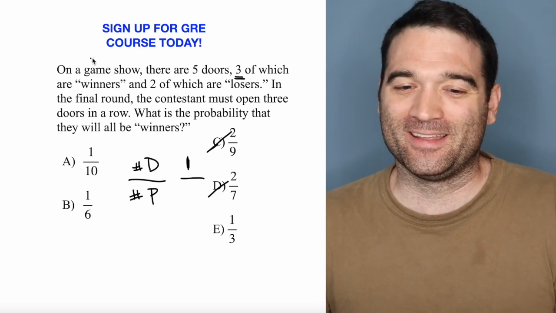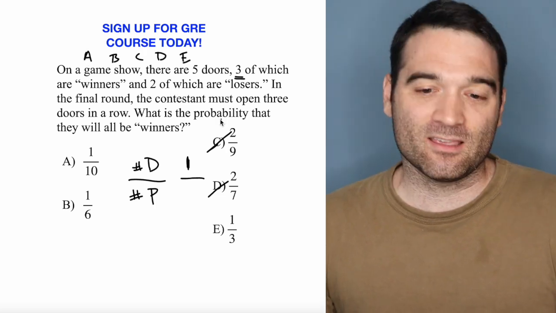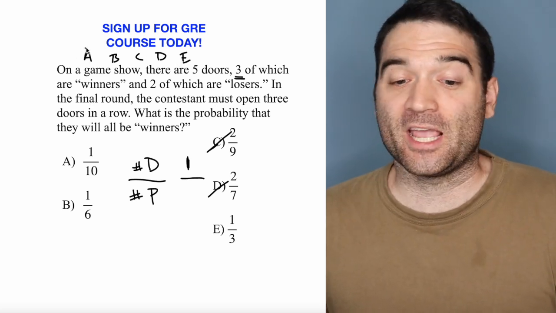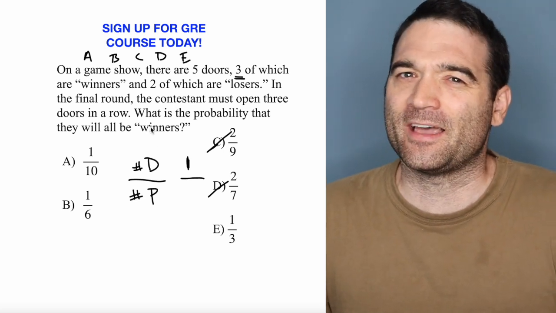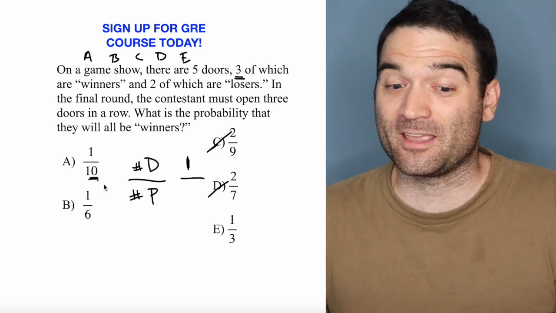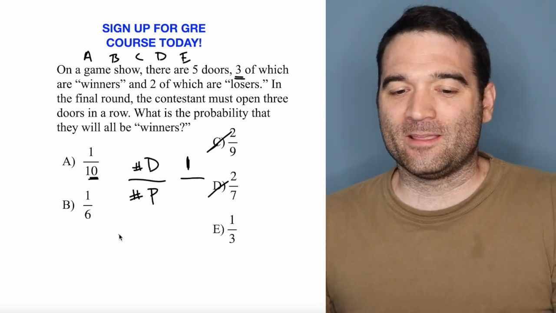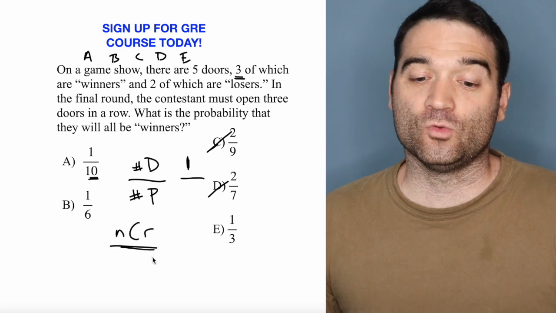I'm not going to do it, but if I called the doors A, B, C, D, and E, I could literally write out all the groups, A, B, C, A, B, D, A, B, E, until I had all of them. We'll see it's actually not that much. At the most, we're talking about 10, right? But the formula, if you don't know it already, is the combinations formula, and that's nCr, or n choose r.